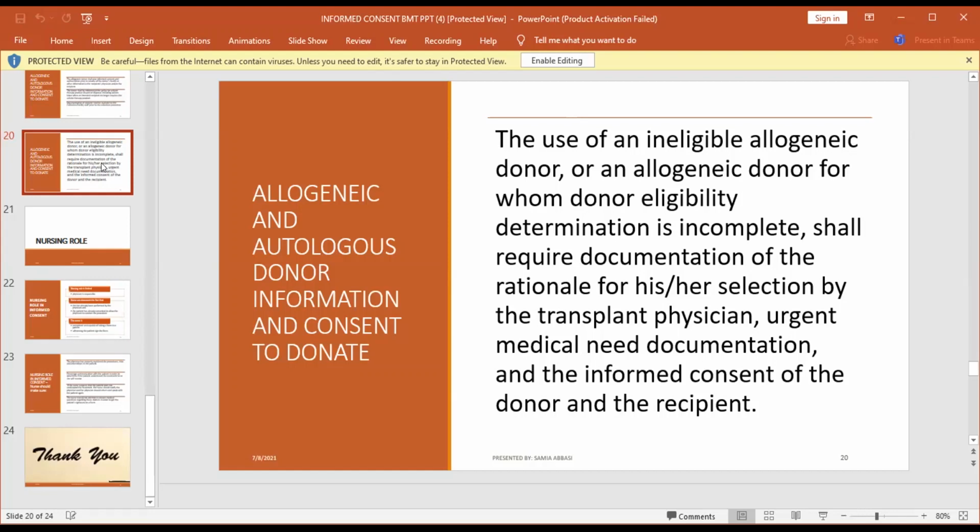The last point of allogeneic and autologous donor information and consent to donate is very important. The use of an ineligible allogeneic donor, or an allogeneic donor for whom donor eligibility determination is incomplete, shall require documentation of the rationale why he or she was selected by the transplant physician, and urgent medical need documentation and informed consent of the donor and the recipient.